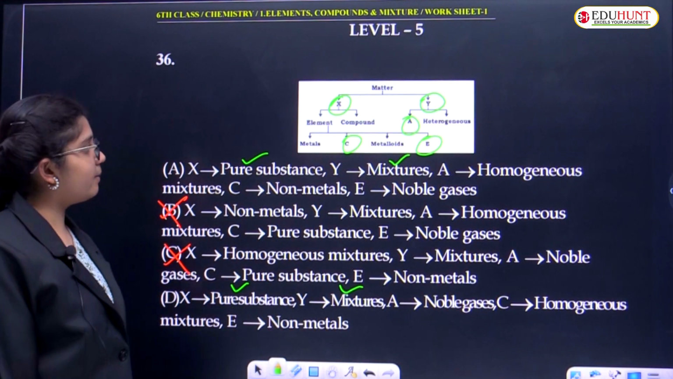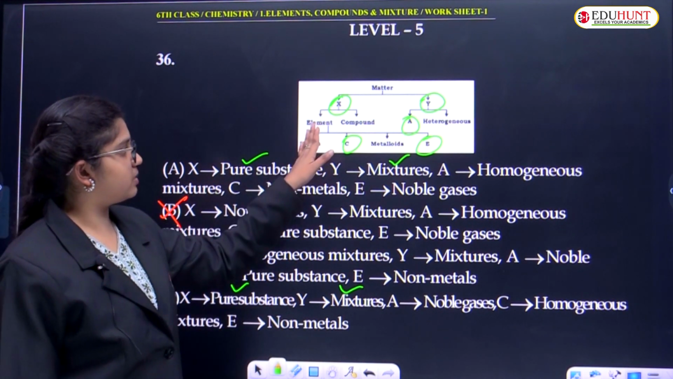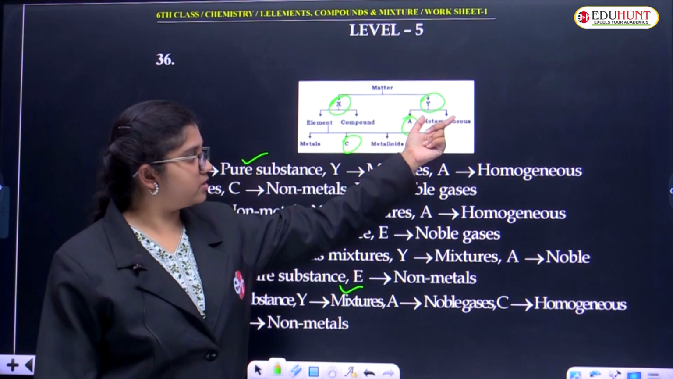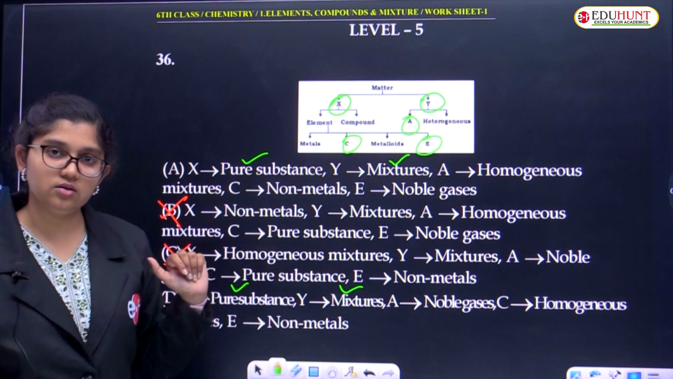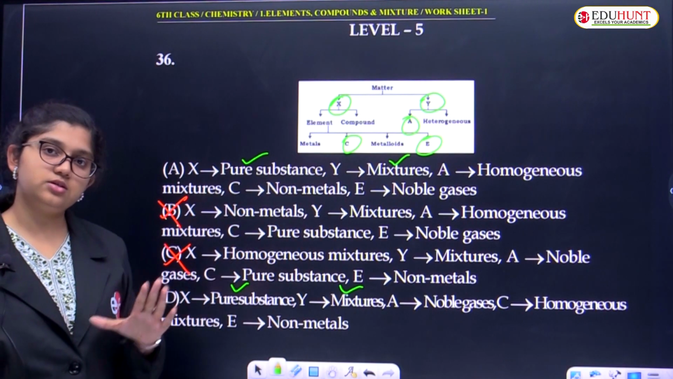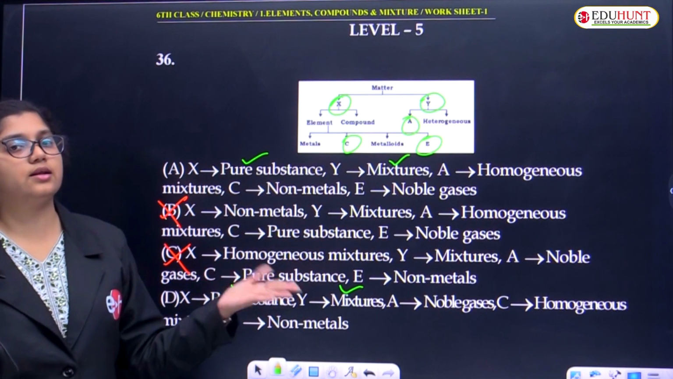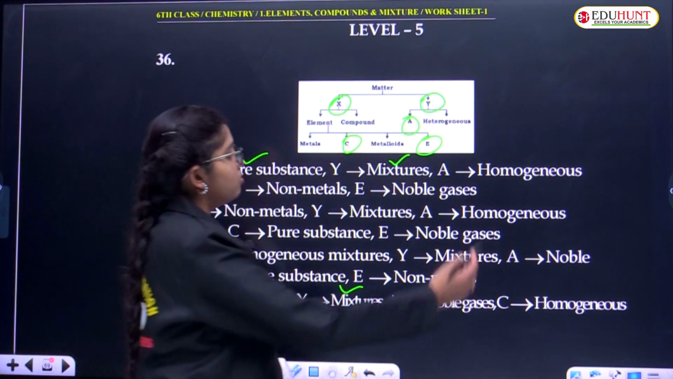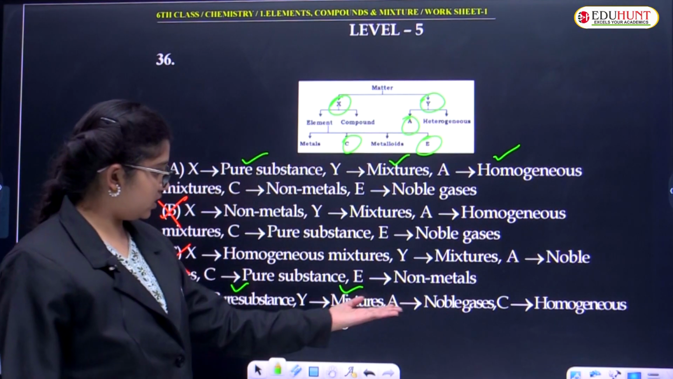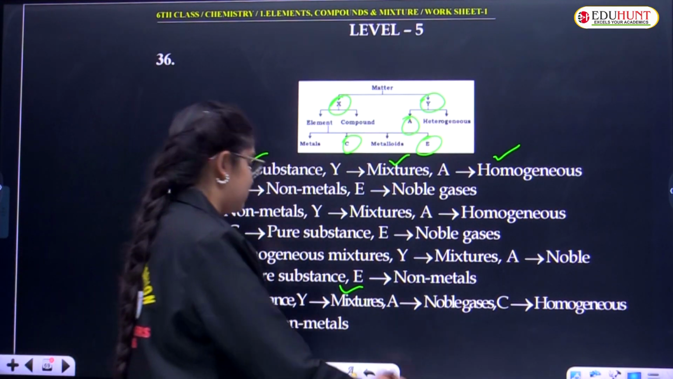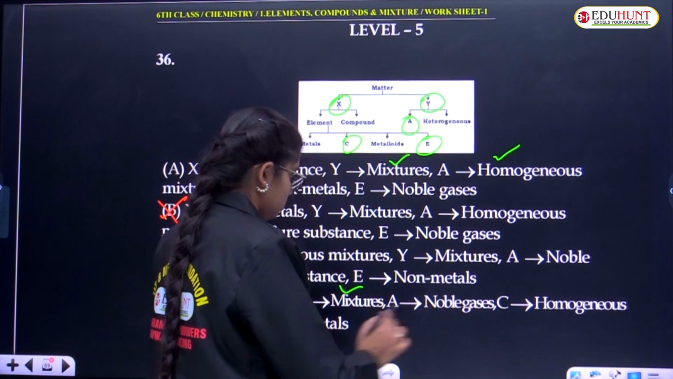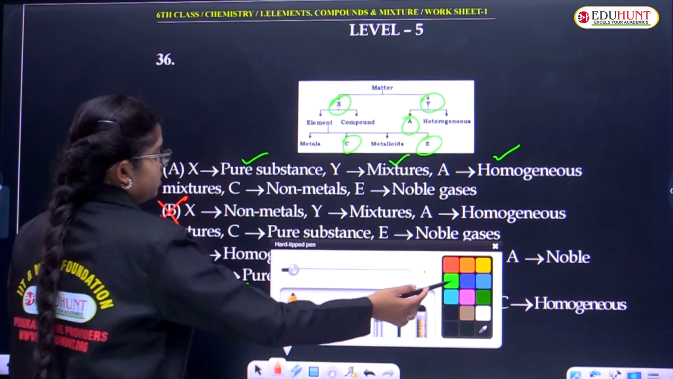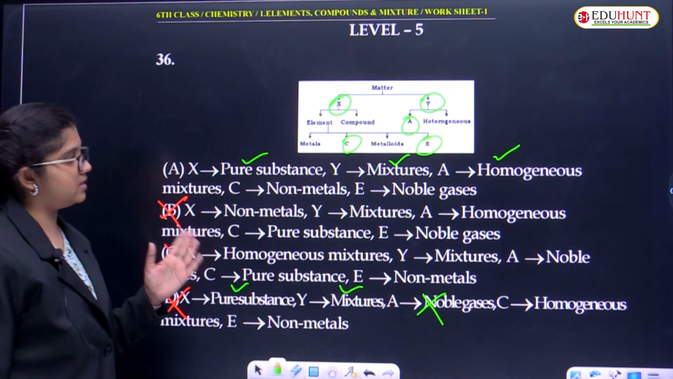And coming to A, here pure substance into element and compound, fine. Here, mixtures into A and heterogeneous. What is the other one? A stands for, in the mixtures classification, homogeneous and heterogeneous mixtures. Clear. So A stands for homogeneous. Very good. Here, no, it is not a noble gas. So I am also crossing this option, not D anymore. Leftover one is A. We will check with C and D also.